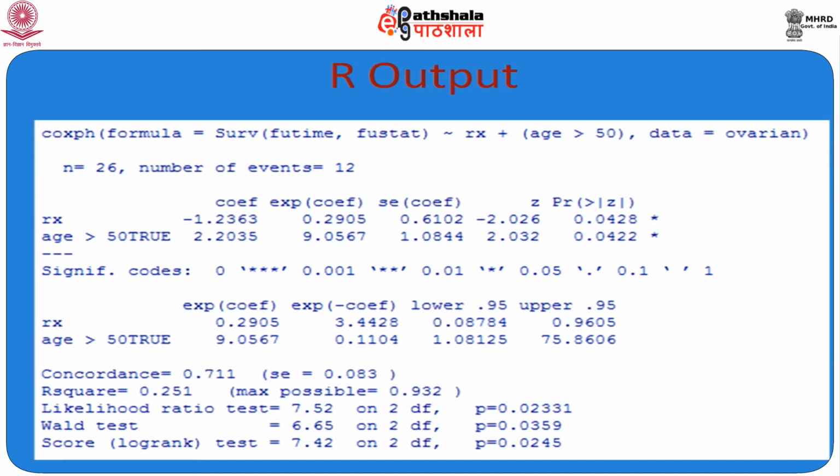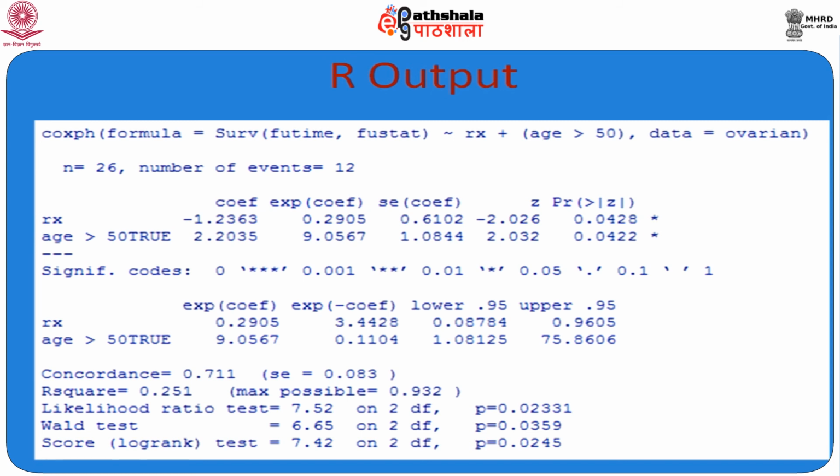Here the Wald test is giving a 6.65 value, the log likelihood ratio test comes with a 7.52 value with 2 degrees of freedom, and the p value for the likelihood ratio test is 0.02331. The Wald test is 6.65 with 2 degrees of freedom and p value 0.0359, and the score log rank test is coming 7.42 with 2 degrees of freedom and p value 0.024. So it's giving us the complete result as well as the confidence interval for the odds, which is 1.08 to 75.86 for age greater than 50 years.